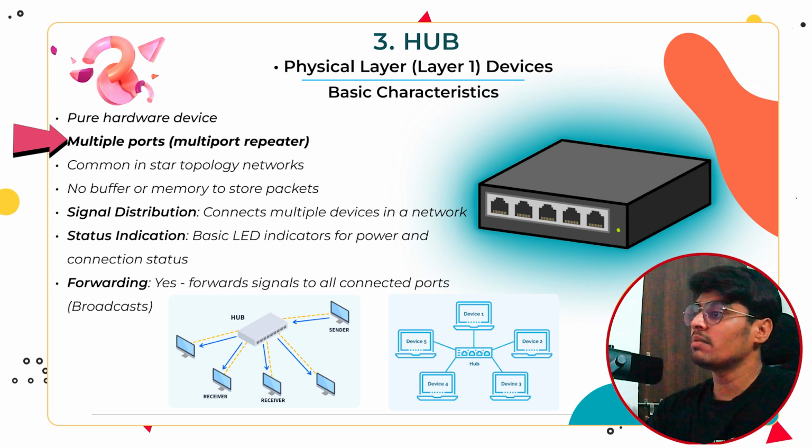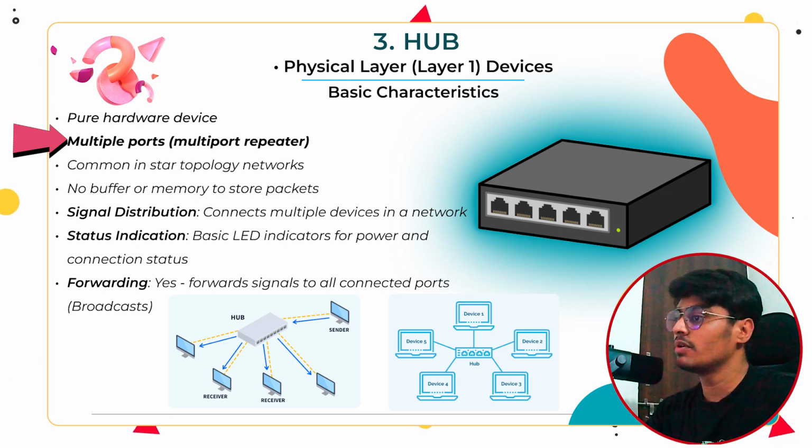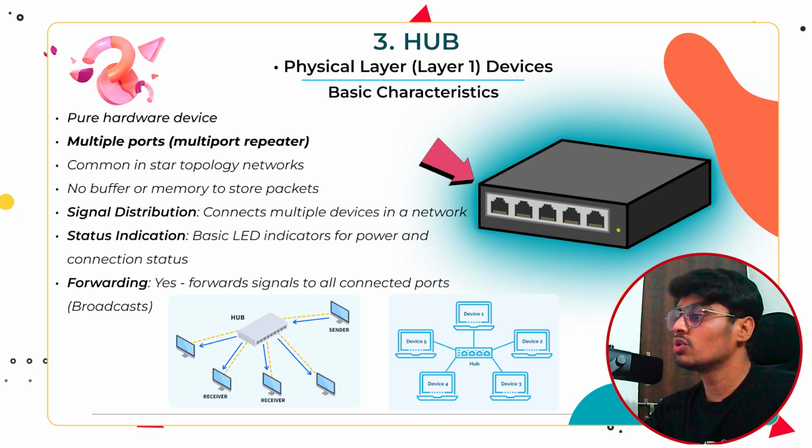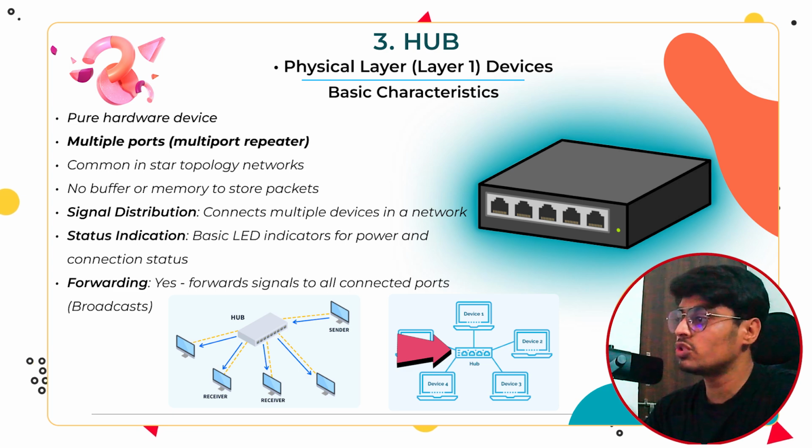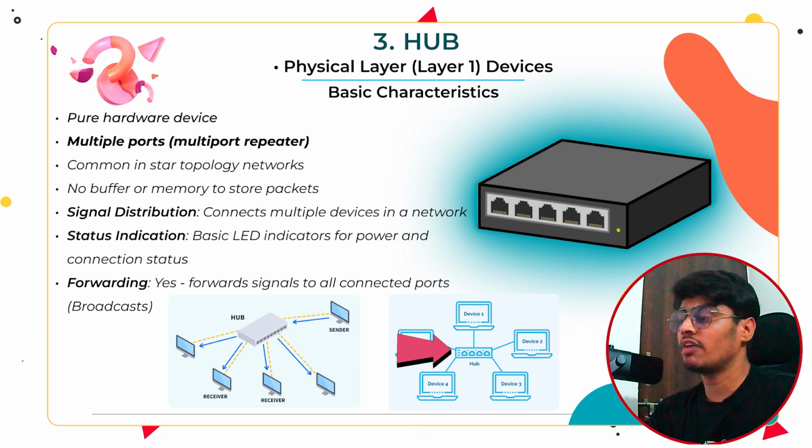Here I have written the bold point, hub is a multi-port repeater, because a repeater is a 2-port device by default. But the hub is multi-port, as I showed in the diagram also. So you can connect different devices to it, like I mentioned in the star topology. You can connect multiple devices with the hub because there are different ports available in it.